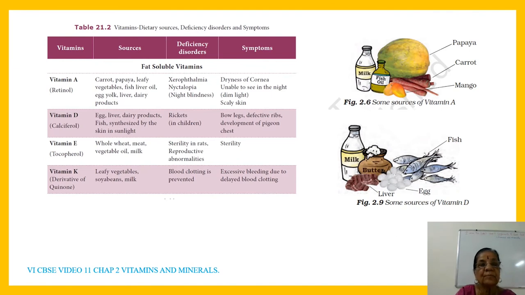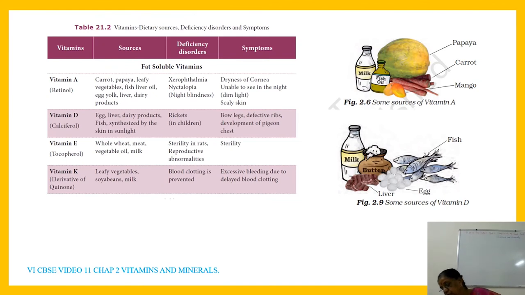I hope you understand. So this fat soluble vitamin, vitamin A, retinol, the other name is important. Vitamin A, retinol, vitamin D, calciferol, vitamin E, tocopherol. Right? And deficiency disorder: vitamin A is xerophthalmia, nyctalopia. Vitamin D, it is rickets. I hope you follow. Are you listening? So this is for vitamin A and D. Vitamin E, other name, it is tocopherol. I hope you follow. Right?